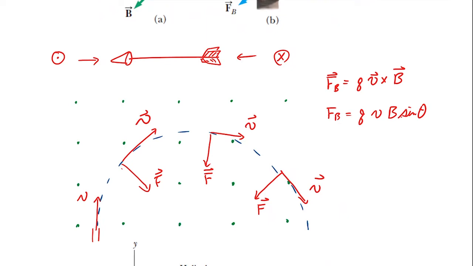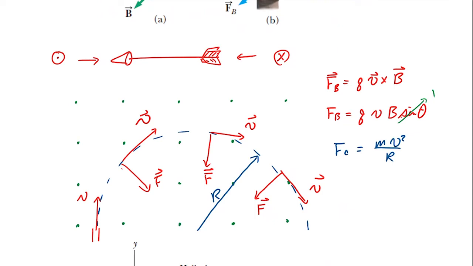Okay, now then, what is the angle between the velocity and the field? It is always perpendicular, isn't it? Because the field is coming out of the page. So sine theta is equal to 1 now. So it's just q times v times B, okay? But then, do we remember what centripetal force was? Was it m v squared over r? r being the radius of this circle.